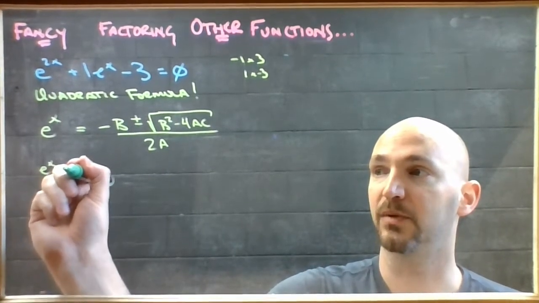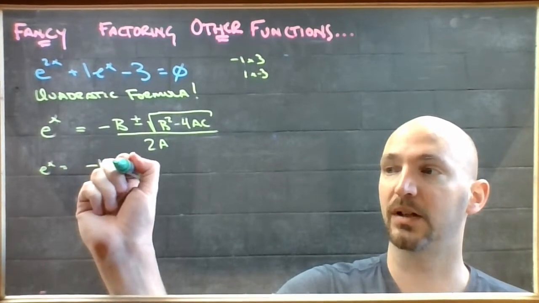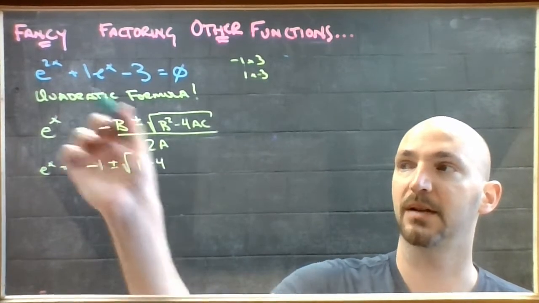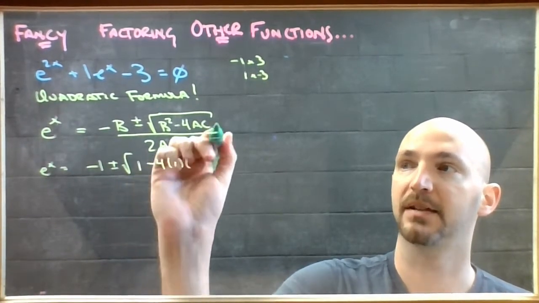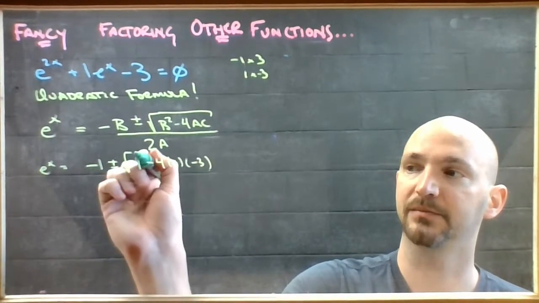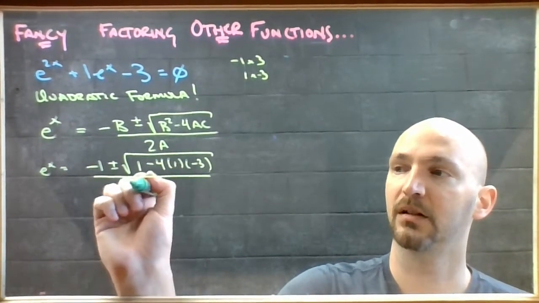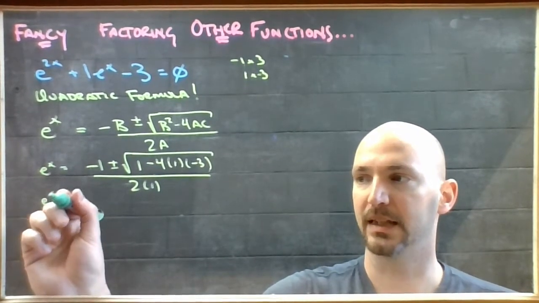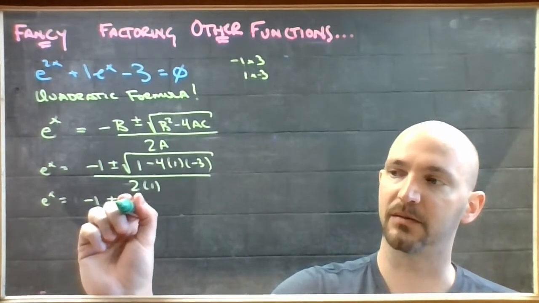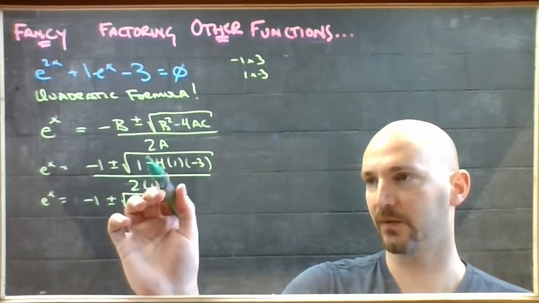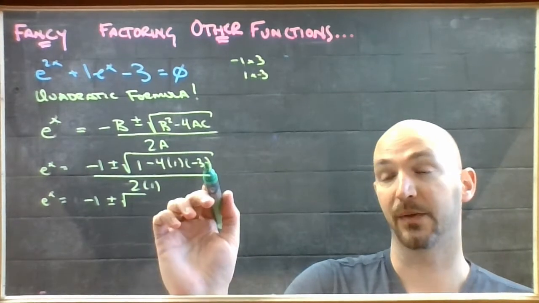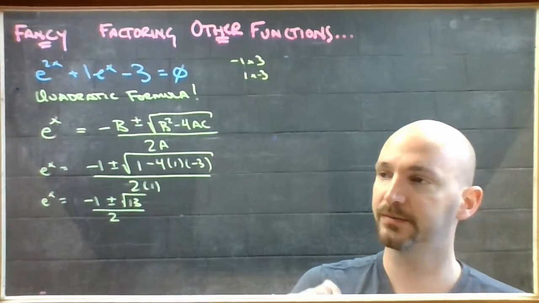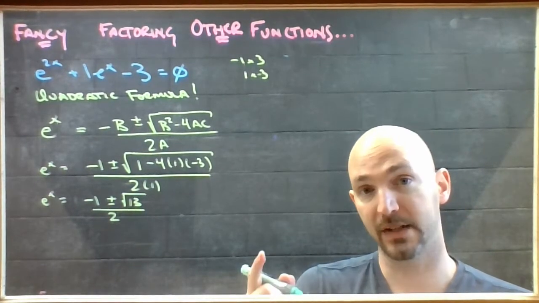So e to the x would be, the b value is 1, so -1, plus or minus b squared is 1, minus 4 times the a value, which is 1, times the c value, which is -3, all over 2 times the a value. So e to the x would be equal to -1 plus or minus the square root of -4 times -3 is 12. 12 plus 1 is 13 over 2. So that's created two cases for us.